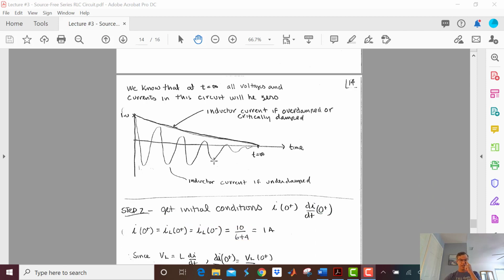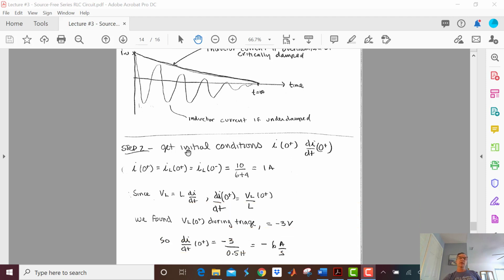So at t equals infinity, that current I sub t right here, it's going to go down to 0. We don't know what it's going to do in here. It's going to do something. But we know it's going to be 0 here, and that'll be a good way to check our equation. Okay, so let's get our initial conditions.